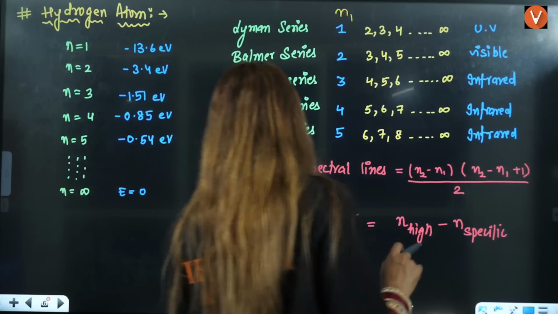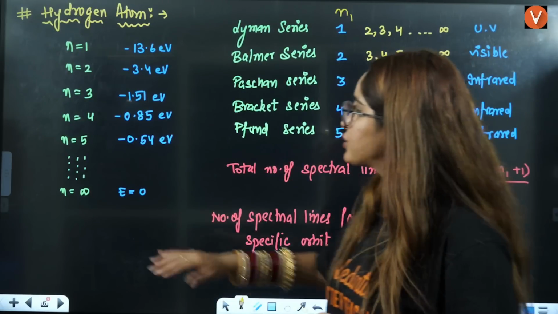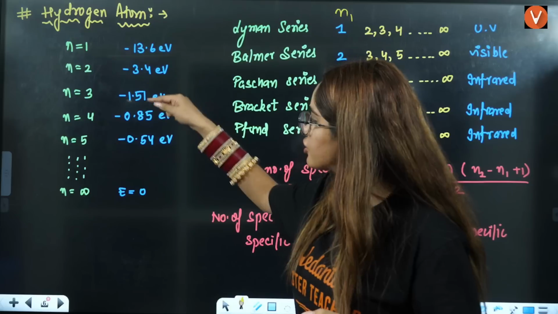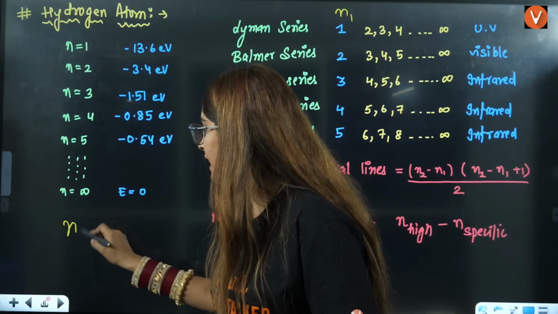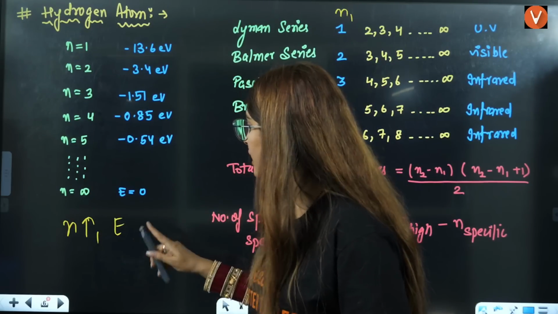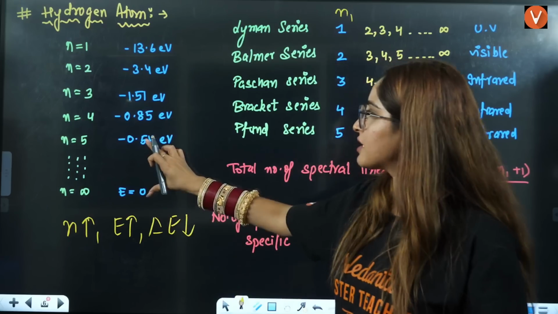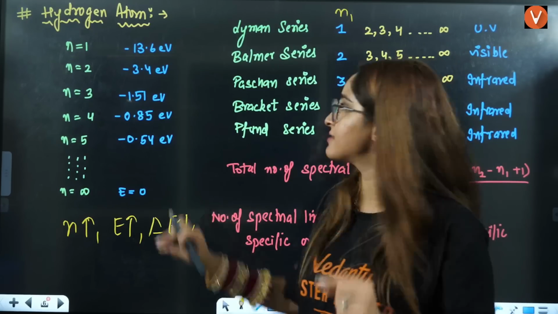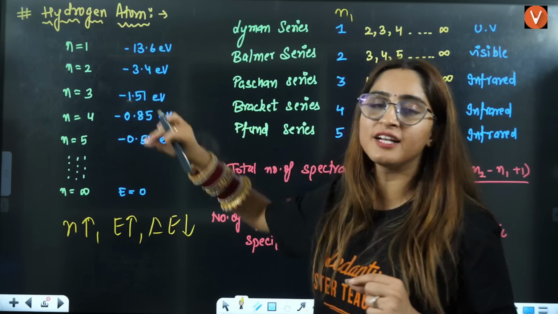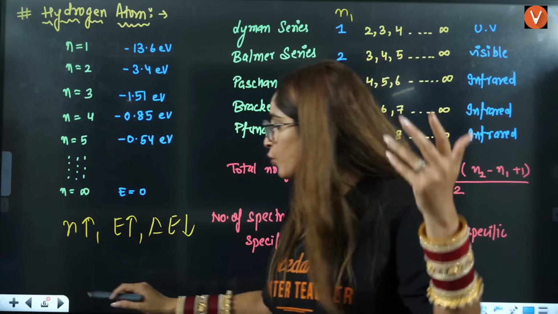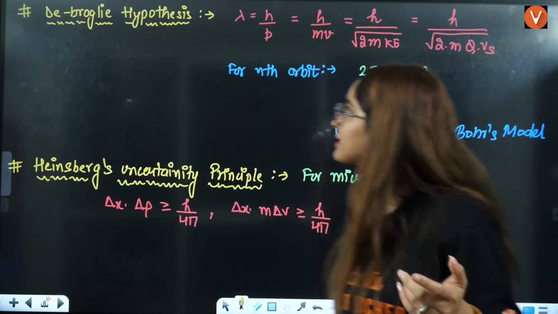Now here, what you need to remember is that as N is increasing, energy is increasing. But the delta E is decreasing because the gap, you can see, is decreasing. Here you have maximum gap, then it is decreasing as you go to infinite orbits here, right?